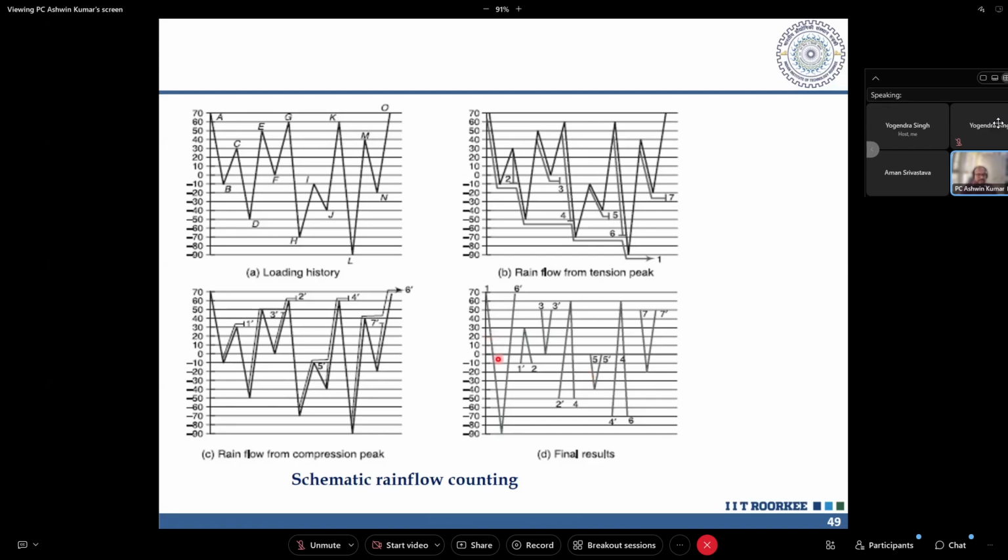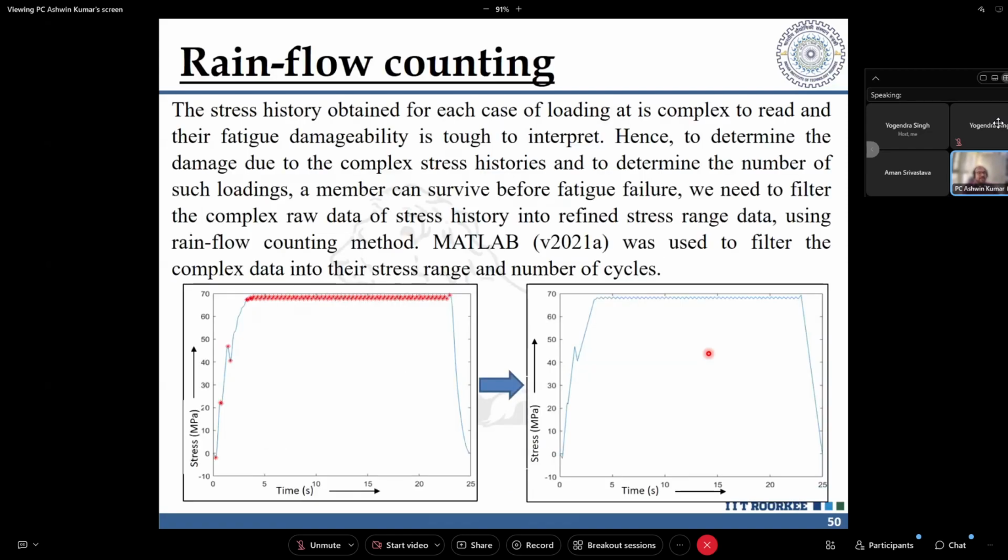And what do we do next? We look at what is the stress range for these particular things. So 30 minus 20, which is 50 MPa stress range. How many of such number of cycles are there? We count them. Once we have got the stress range and the number of cycles, we again go to the Palmgren-Miner rule and see what is the summation of n by N. If it's less than that value, it works for us.